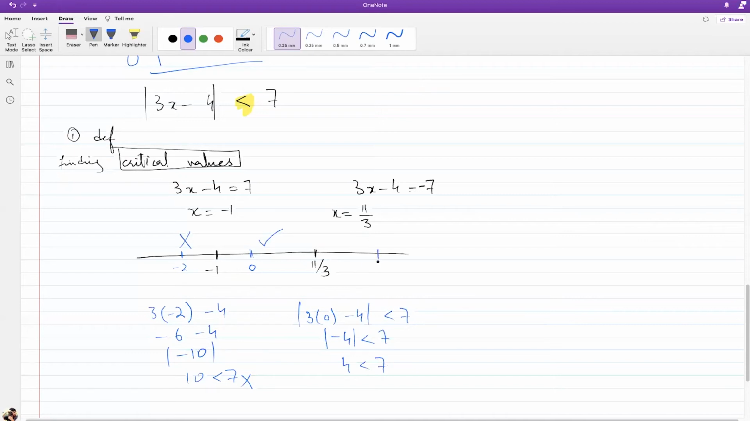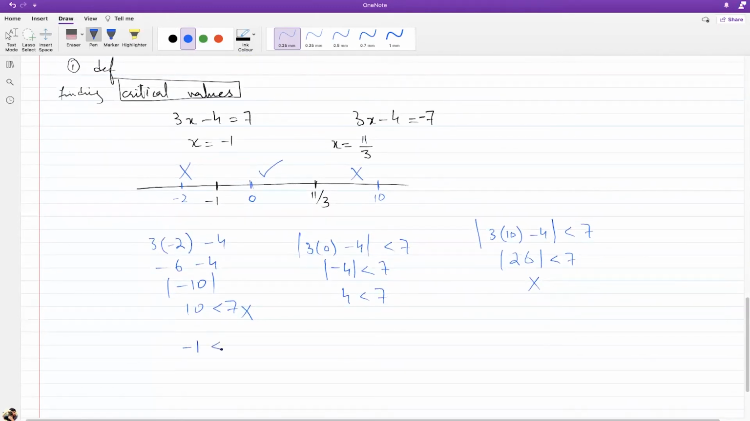Then I pick a value from here. Let's suppose I pick 10. So 3 times 10 minus 4 modulus less than 7. That gives me 26 modulus less than 7, which is wrong, right? Because 26 is not less than 7. So this is again rejected. So my final answer will be that minus 1 is less than x, which is less than 11 by 3.